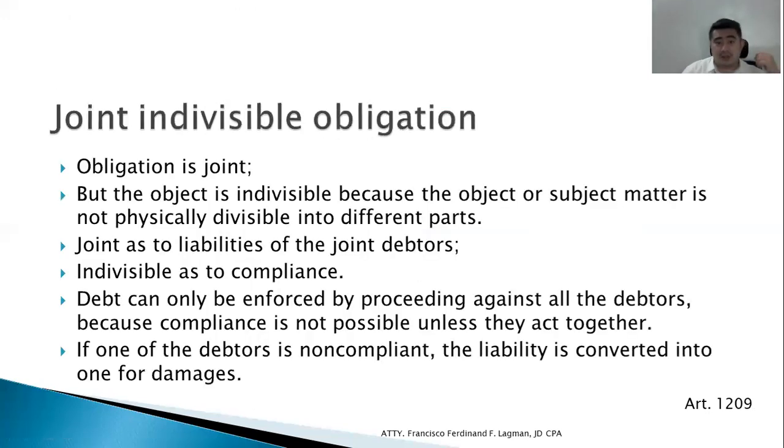Let's talk about a joint indivisible obligation. That we shall be discussing more later on. So in a joint indivisible obligation, right? The obligation is joint, but the object is indivisible because the object or subject matter is not physically divisible into different parts. It is joint as to the liabilities of the joint debtors, but indivisible as to compliance. Okay? Anong example niyan? Example niyan, si A, si B, at saka si C, they oblige themselves to deliver a specific car to D. All right?